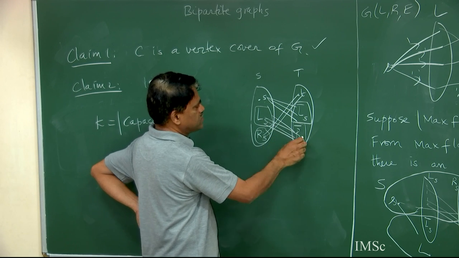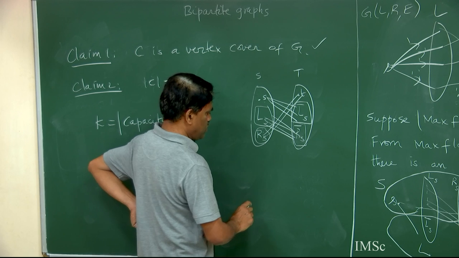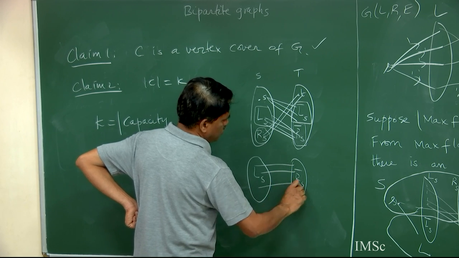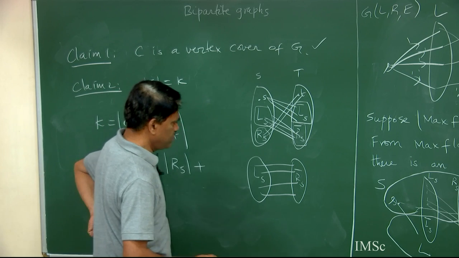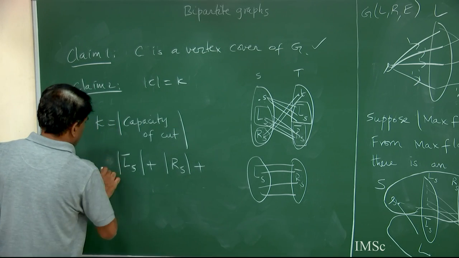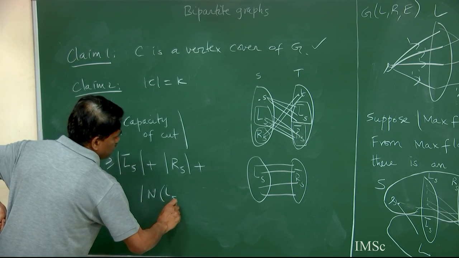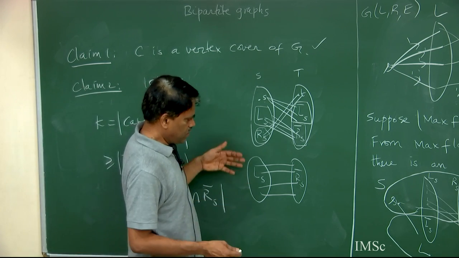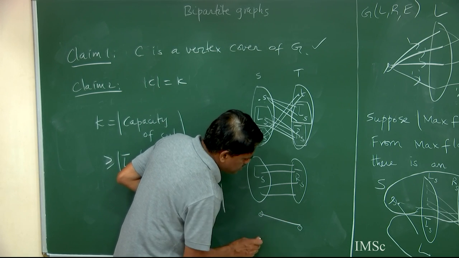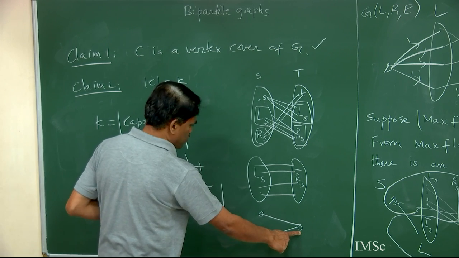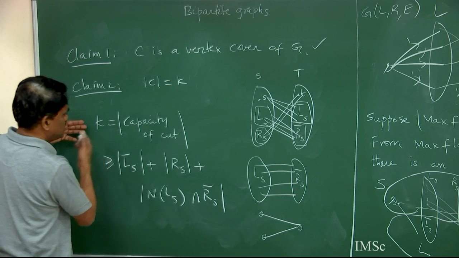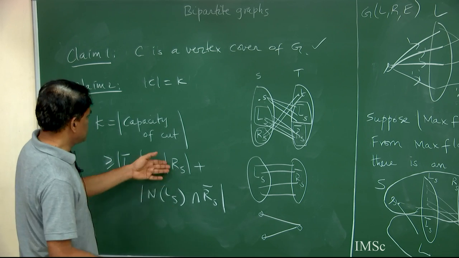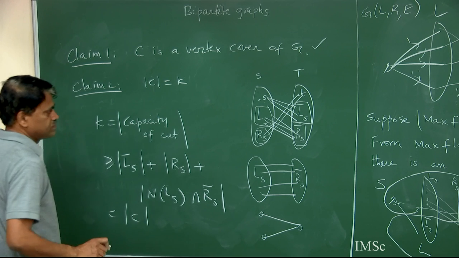Here there are a lot of edges of this graph. So I have LS, and I claim the number of edges is greater than or equal to the neighborhood of LS intersection RS bar. Right? Because it's possible that there are these two edges going to the same vertex. In the neighborhood, I will count only one, but in terms of edges, I should count two. So the number of edges which counts for the capacity of the cut is at least this plus this plus this. But what is this? This is exactly the size of the set I've picked.